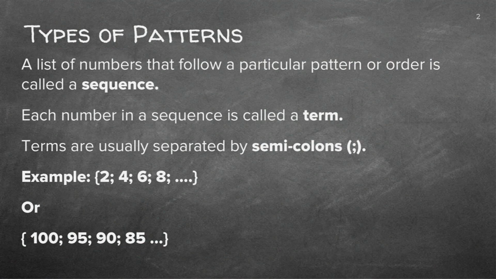A list of numbers that follow a particular pattern or order is called a sequence. Each number in a sequence is called a term. Now, terms are usually separated by a semicolon. So here's our example. This is our sequence, okay? Each number is a term and it is separated by a semicolon. Here's another example. This is our sequence. Each number is a term and is separated by a semicolon.